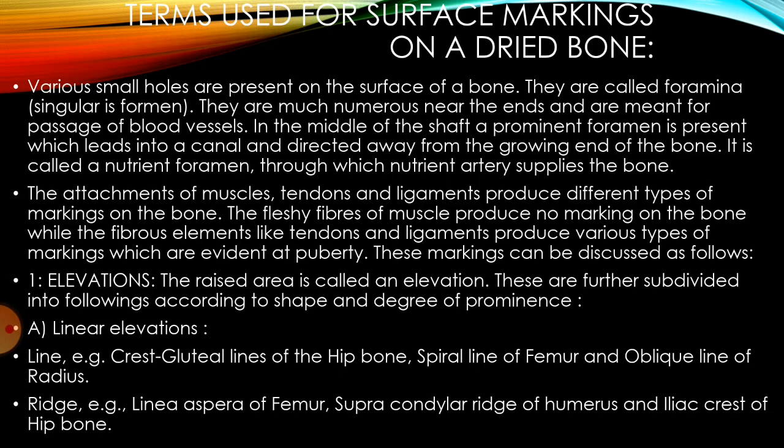The attachment of muscles, tendons and ligaments produces different types of markings on the bone. The fleshy fibers of muscle produce no markings on the bone, while fibrous elements like tendons and ligaments produce various types of markings, which become evident at puberty. These markings can be discussed as follows. Elevation. The raised area is called an elevation, and these are further subdivided according to shape and degree of prominence. The first is linear elevation, and we saw examples such as the gluteal lines of the hip bone and the spiral line, and we also talked about the pectineal line of the femur.